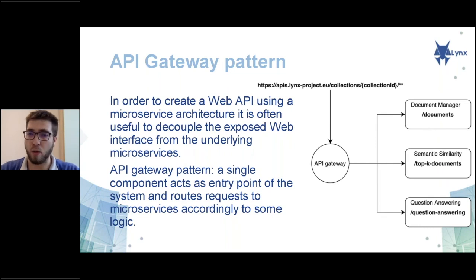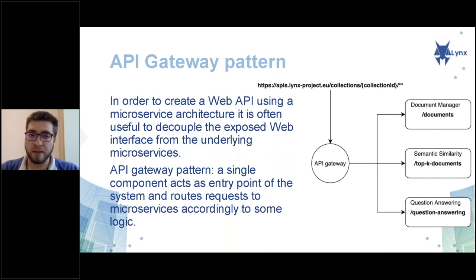In order to create a web API using a microservice architecture, it is often useful to decouple the exposed web interface from the underlying microservices. The API gateway pattern can be used to address this problem. The main idea is having a single component which acts as entry point of the system and routes requests to microservices according to some logic.